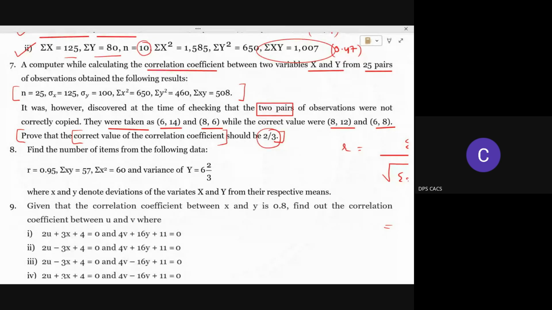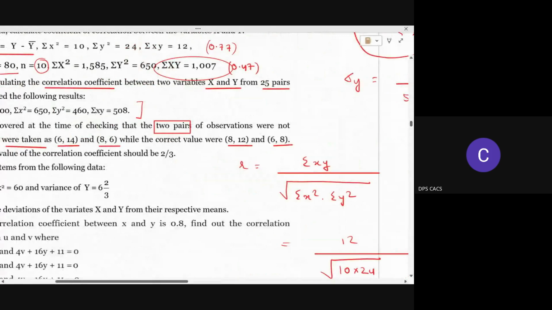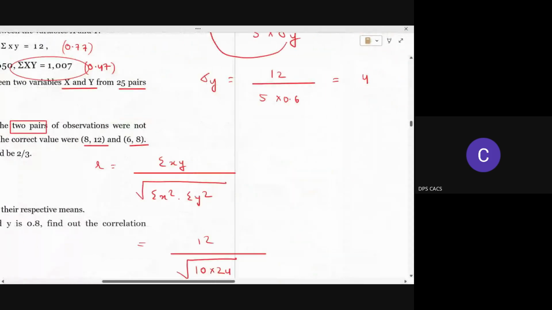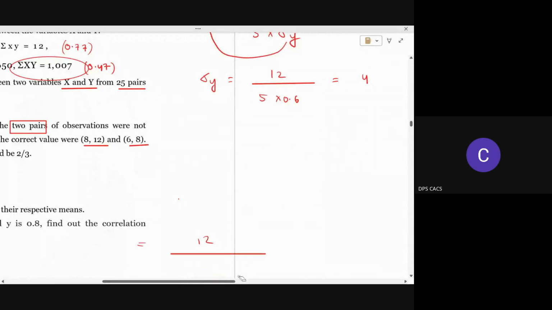Clear? So how will I correct it? First tell me what is the mistake. 6, 14, 8 and 6. So what are the columns that you make for the formula number 3?